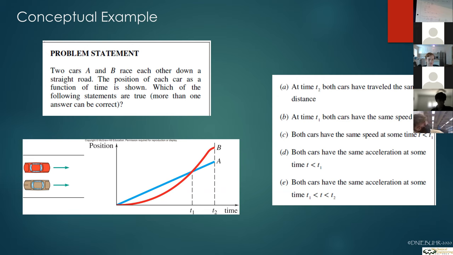And then lastly, we have E. Both cars have the same acceleration at some time between T1 and T2. We know that the acceleration of A is zero, but we also know that if you take the second derivative of position versus time, the inflection point occurs somewhere between T1 and T2. That inflection point, pretty close to the top, is where the slope is zero. And so therefore they both have an acceleration of zero. So E is also correct. So C and E work, okay? Hopefully that makes sense to you guys. Any questions on that?